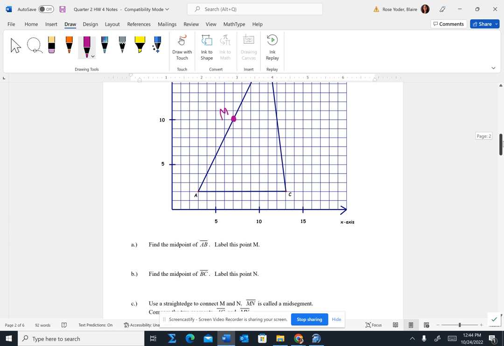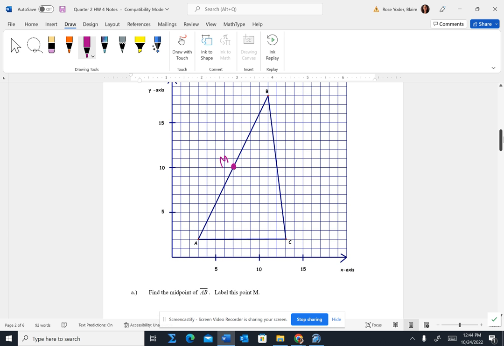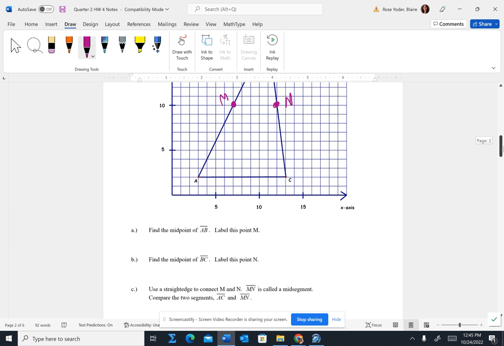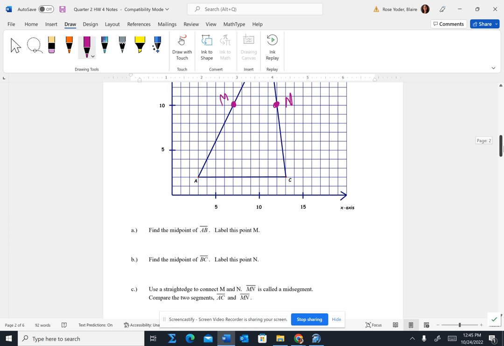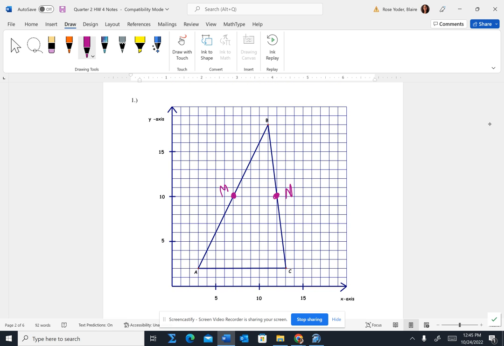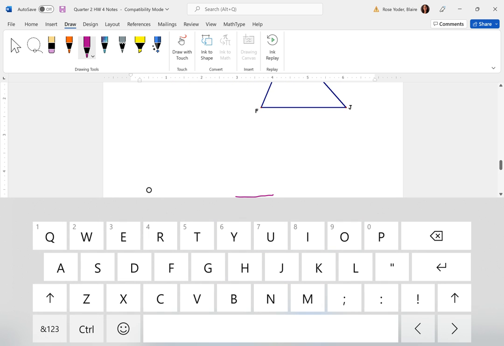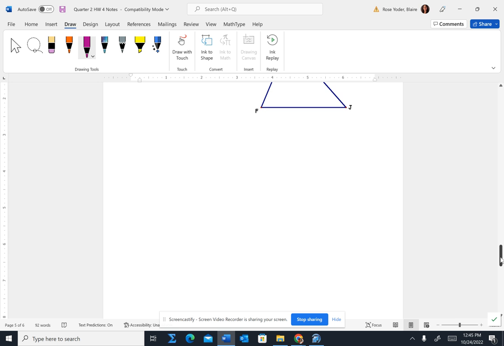Step 2 says find the midpoint of BC and label it N. So I'm going to do the same thing and use half the rise and half the run, and I end up here. The midpoint is called N. And then the final set of instructions says use a straight edge to connect M and N. And segment MN is our new segment in a triangle, the midsegment.